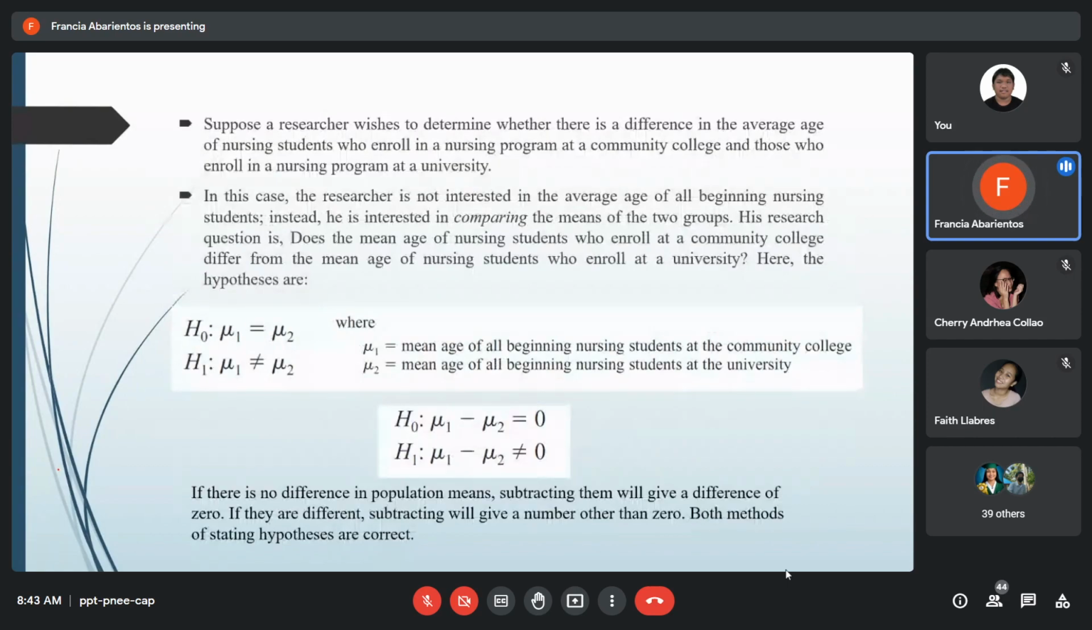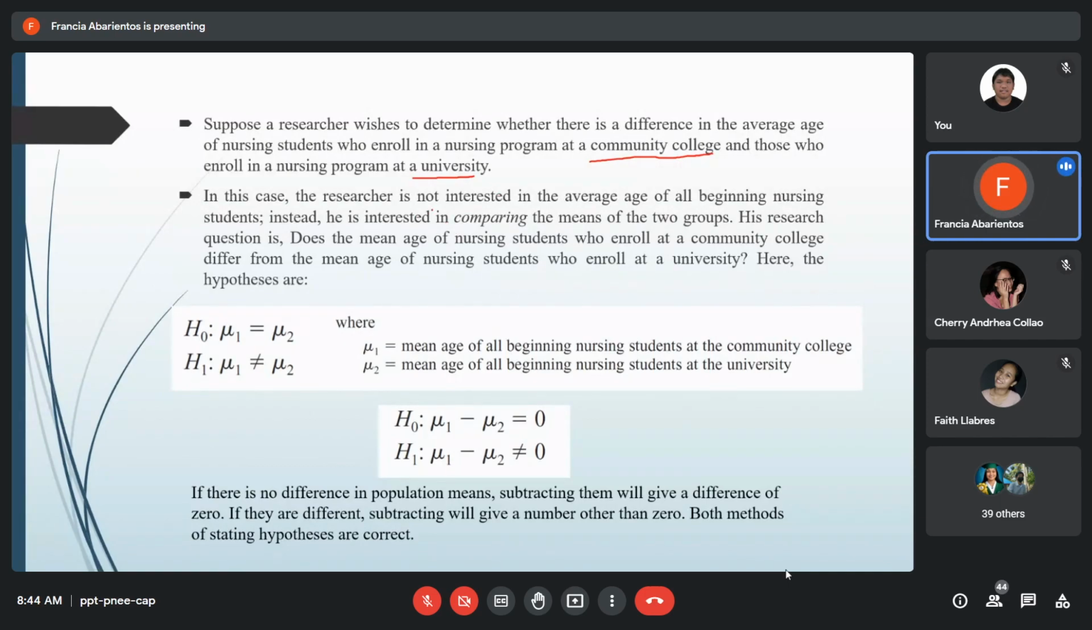So, this is where you state your null hypothesis and the alternative hypothesis. So, when we compare two groups, for example, the researcher wishes to determine whether there is a difference in the average age of nursing students who enroll in a nursing program at a community college and those who enroll in a nursing program at the university. So, dalawa yung given sa atin. The nursing program at the community college and the nursing program at the university.